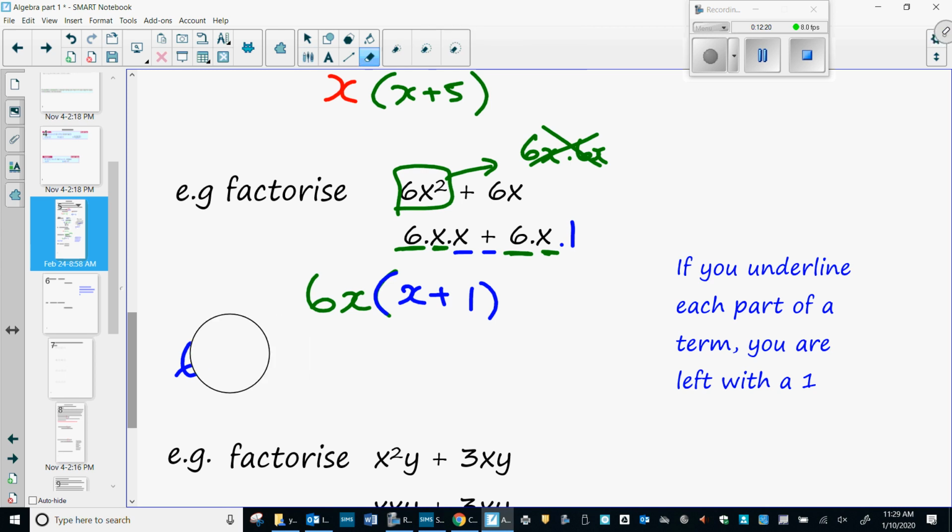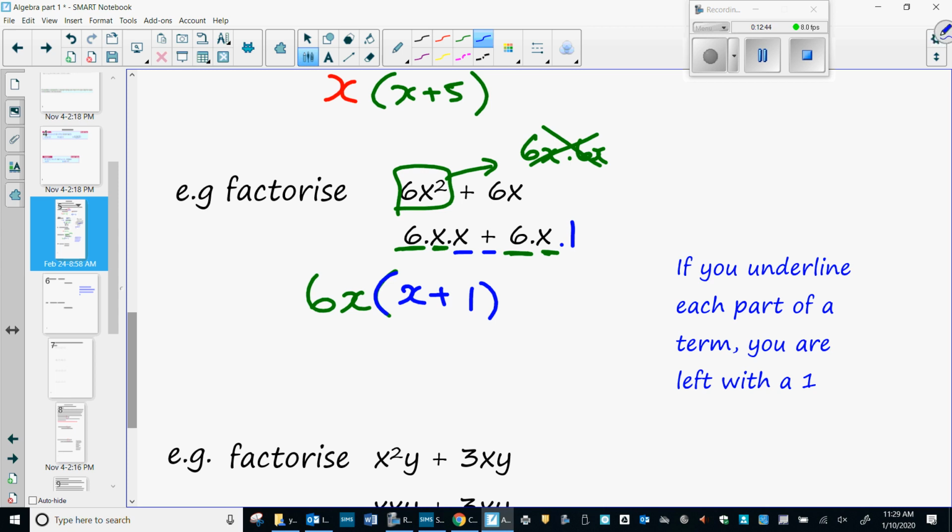Sarah? For the 6x squared, I thought you underlined the 2 x's. Wouldn't you do 6x squared in front of the bracket? No, but I only had 1x here and 1x here, so I could only have 6x. Oh, I thought that you did the 6 separately from the x. No, it's okay.